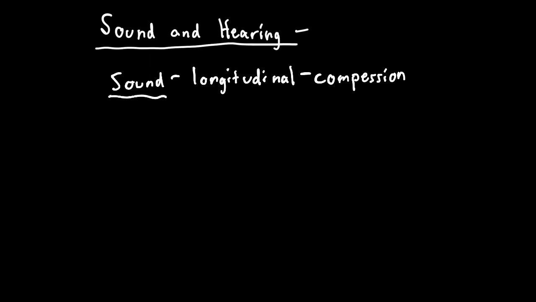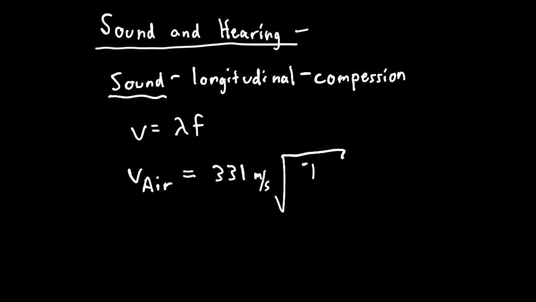We can still describe speed of sound as velocity equal to wavelength times frequency, because sound waves are waves after all, but the speed of sound actually changes depending on the temperature in the medium that you're traveling through. So the speed of sound in air, we typically say, is 331 meters per second times the square root of T divided by 273 Kelvin. And now this T isn't actually the period, which we've been working with in previous chapters. This big T stands for temperature.